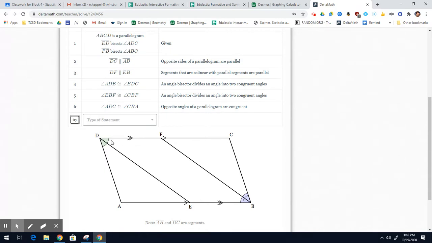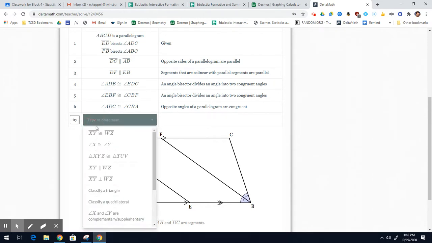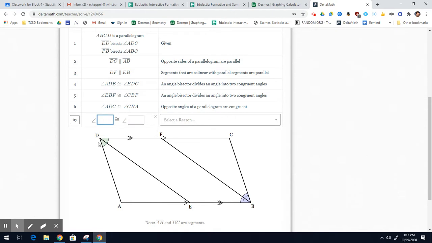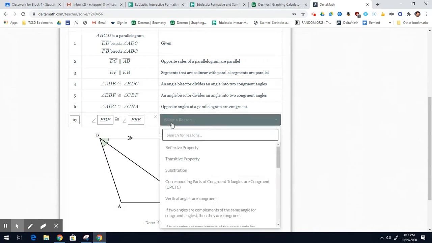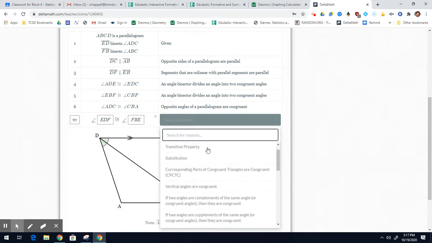So I think there's going to be some reason that goes along with that. With angle, we'll call it angle EDF inside, and angle FBE inside. So angle EDF and angle FBE. They must be congruent. And again, let's take a look at our reasons.